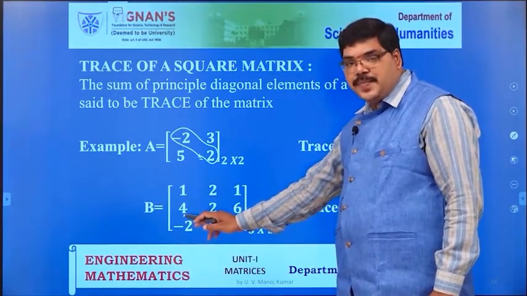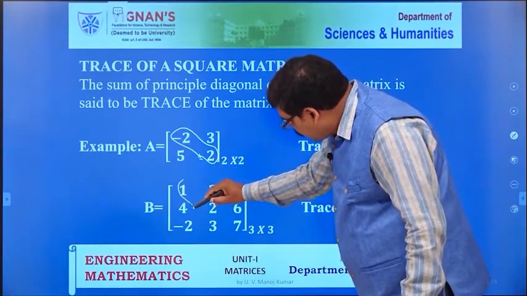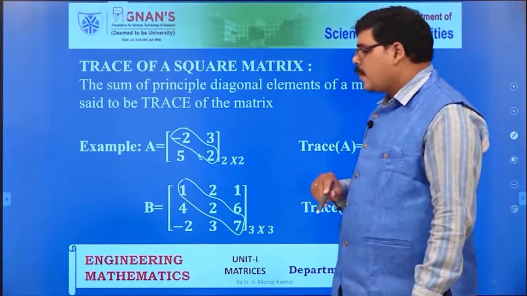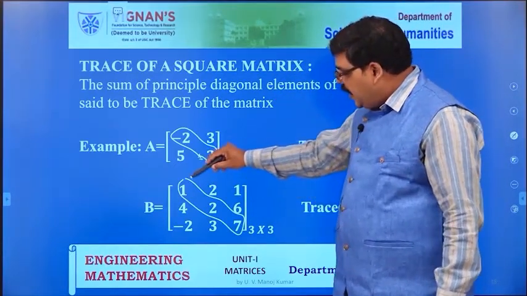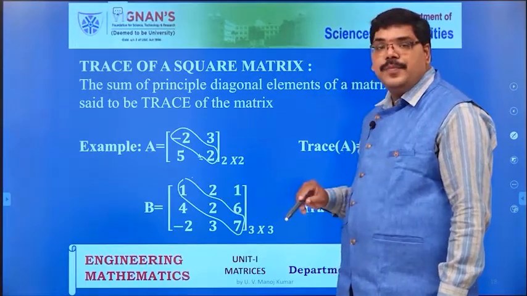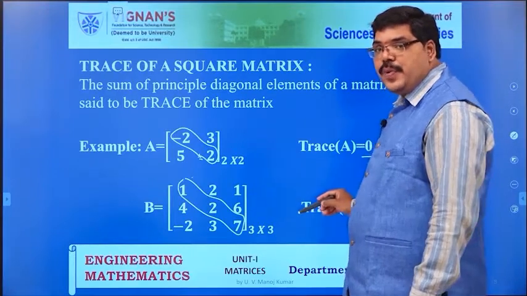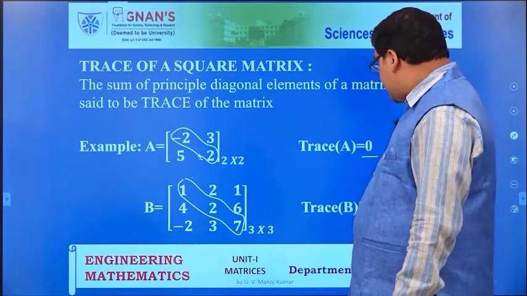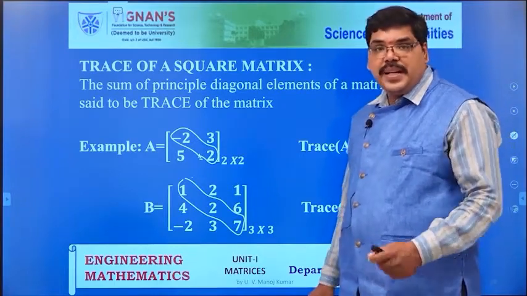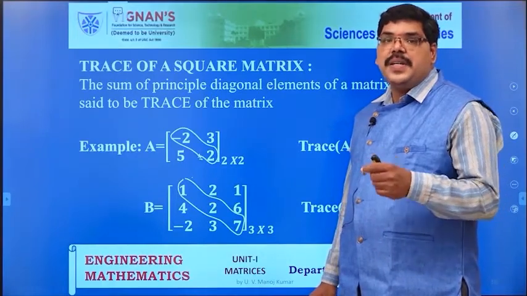See the second matrix B. In B, the principal diagonal elements are 1, 2, 7. So the trace of the matrix B equals 1 plus 2 plus 7 equals 10. So, what do you mean by the trace of a matrix? The trace of a matrix is the sum of its principal diagonal elements.